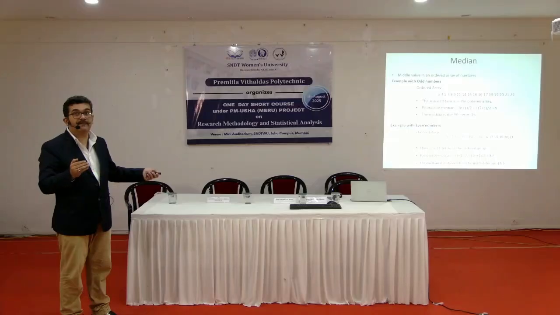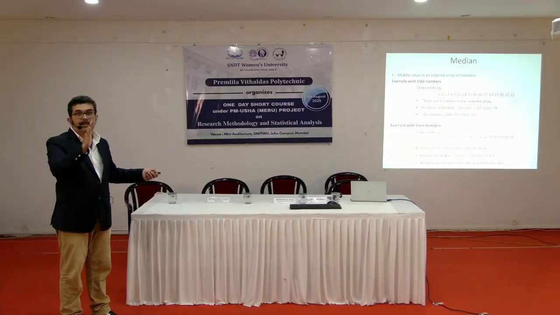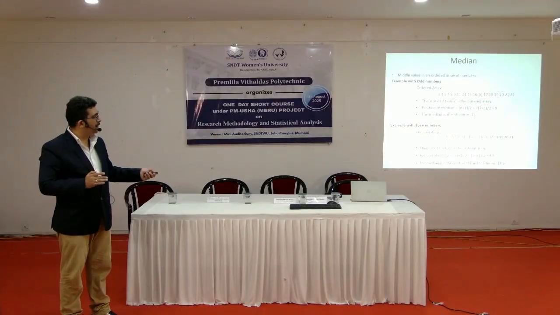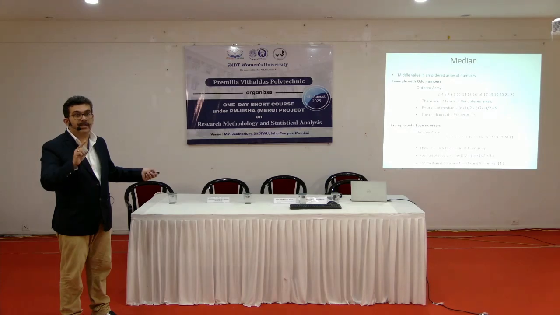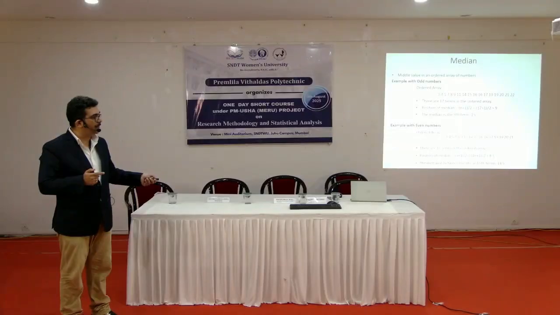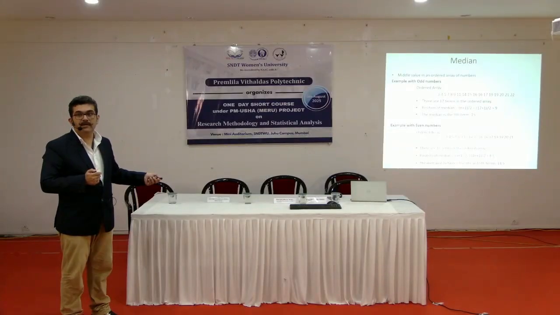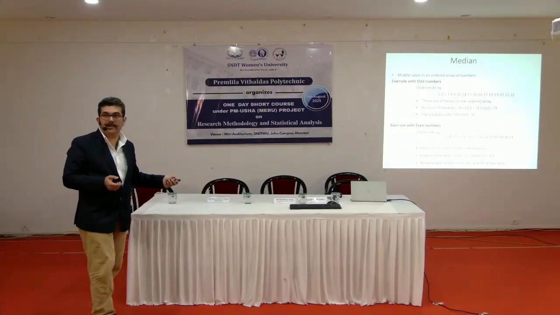Now 8.5 means we have to see the 8th element and the 9th element. Now 1, 2, 3, 4, 5, 6, 7, 8. Number 14 is the 8th and number 15 is the 9th. The median is 14 plus 15, that is 29 by 2, which comes to 14.5. So with the help of this formula, you can easily find the median.